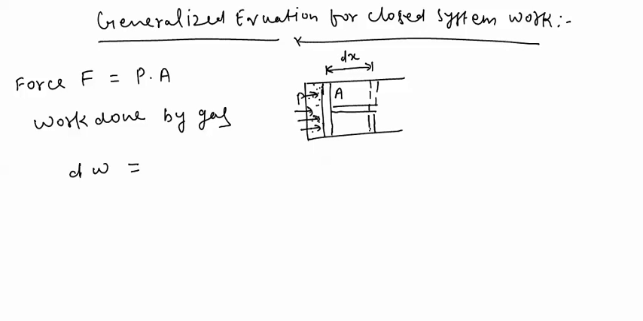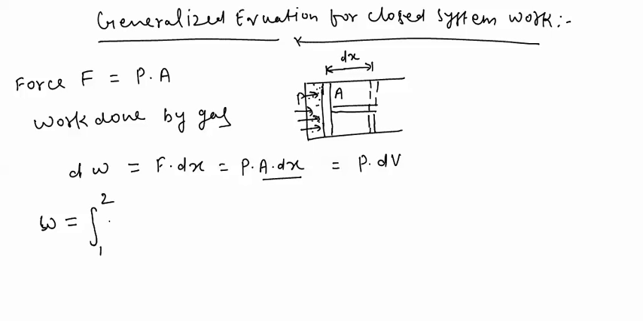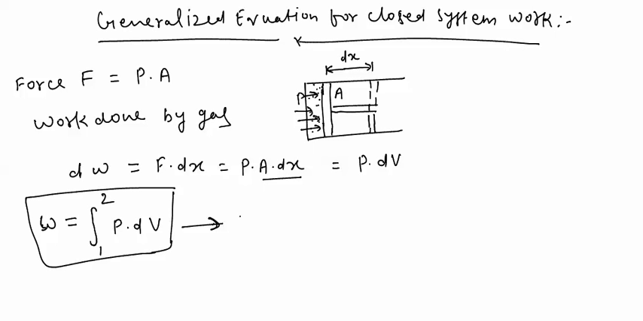for a small displacement dx, F into dx. But we know that F is equal to P into A, so work is P into A into dx, and we know that area into small displacement is the change of volume. It means the work done for a complete system is equal to the integral of PdV. This is the equation of work done for the non-flow or closed system.